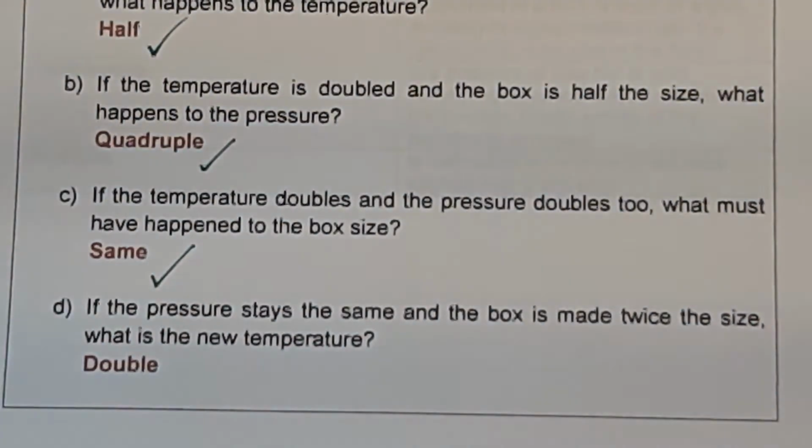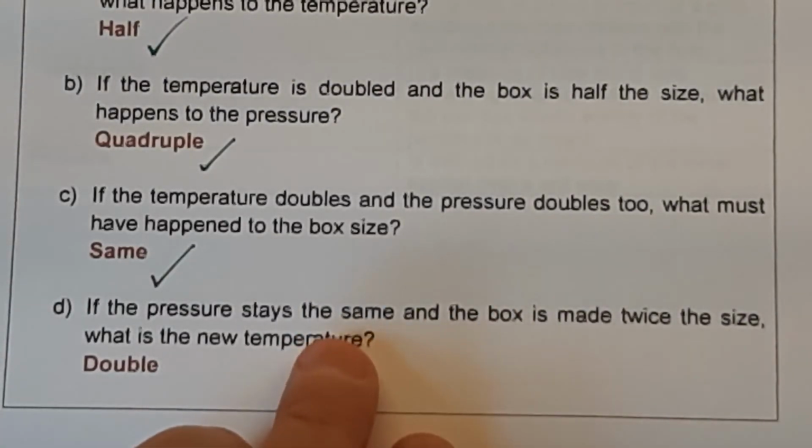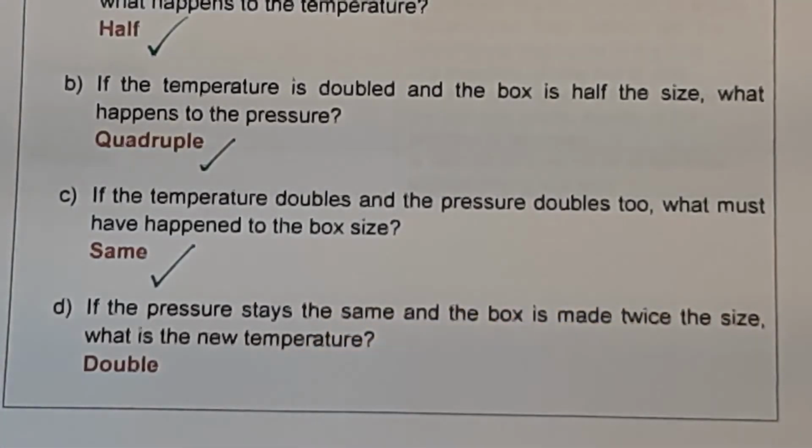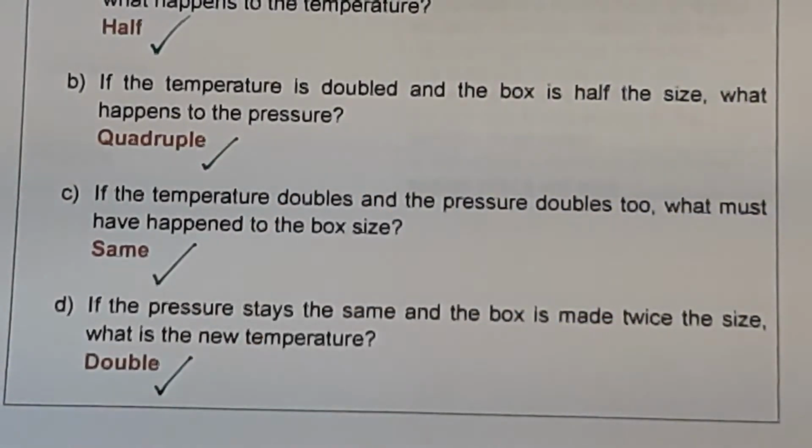So D, if the pressure stays the same and the box is made twice the size, what is the new temperature? So when you make the box twice the size, your pressure is going to half. Okay, but pressure has stayed the same, and that tells us that you would have to double something to keep the pressure the same whilst maintaining the box at twice the size. So the new temperature would have to be double that of the old temperature to maintain the same pressure in a much bigger box. So it's going to be double.